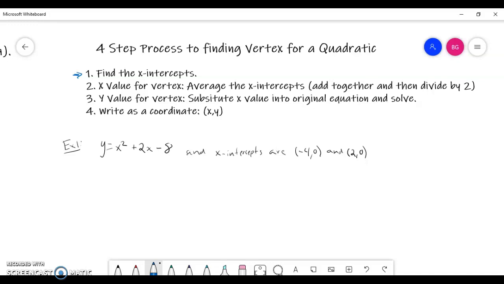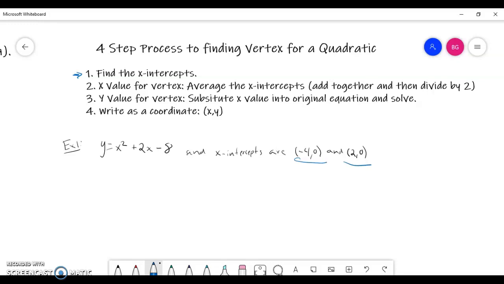So for instance, here I've got an example. I'll do a couple here. I've got y equals x squared plus 2x minus 8. Okay, and I already solved that the x-intercepts are (-4, 0) and (2, 0). So we need to find the vertex. That's what we're doing here. So remember, the first thing is you need to find the x-intercepts. Well, they're already given here. I have (-4, 0) and (2, 0).